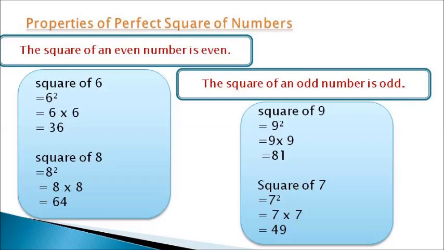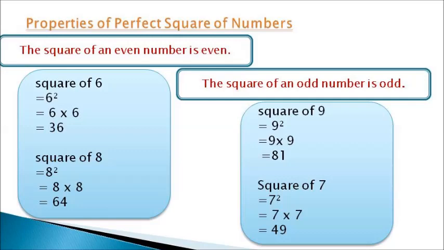Property number 2. It states the square of an odd number is odd. Let's find out the squares of some odd numbers. Look at the examples below. Square of 9 is 9 multiplied by 9 gives 81. Now 81 is an odd number and it is the square of number 9, which is also an odd number.